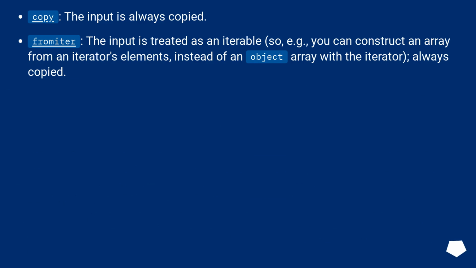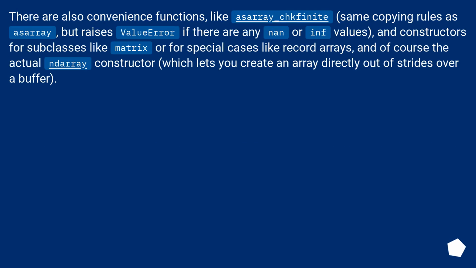copy: the input is always copied. fromiter: the input is treated as an iterable, so, for example, you can construct an array from an iterator's elements, instead of an object array with the iterator, always copied. There are also convenience functions, like asarray_chkfinite: same copying rules as asarray, but raises ValueError if there are any NaN or inf values. And constructors for subclasses like matrix or for special cases like record arrays, and of course the actual ndarray constructor, which lets you create an array directly out of strides over a buffer.